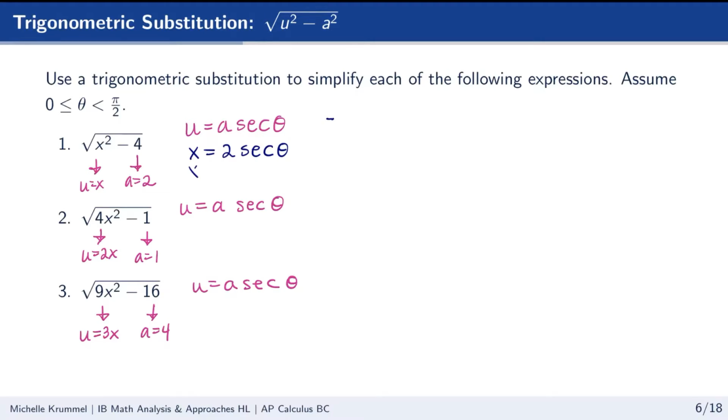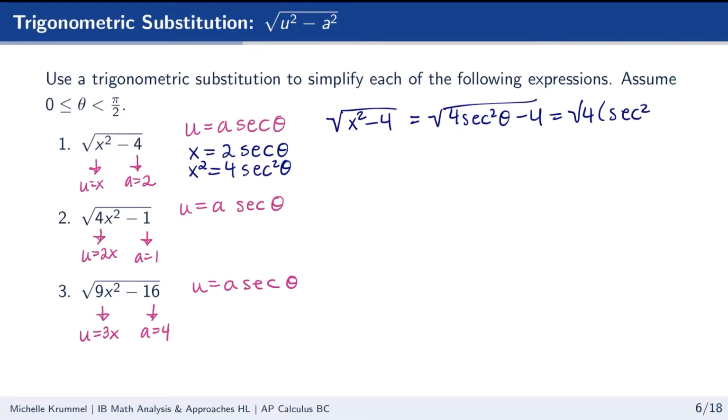And then I can square both sides. I usually just go ahead and do that here. x squared equals 4 secant squared theta. So the square root of x squared minus 4 becomes the square root of, now make a substitution for x squared, 4 secant squared theta minus 4. Factor out the 4, secant squared theta minus 1. This identity, I always have to sort of say this in my head, tangent squared theta plus 1, because that's how I memorized it, equals secant squared theta. So secant squared theta minus 1 is equal to tangent squared theta.